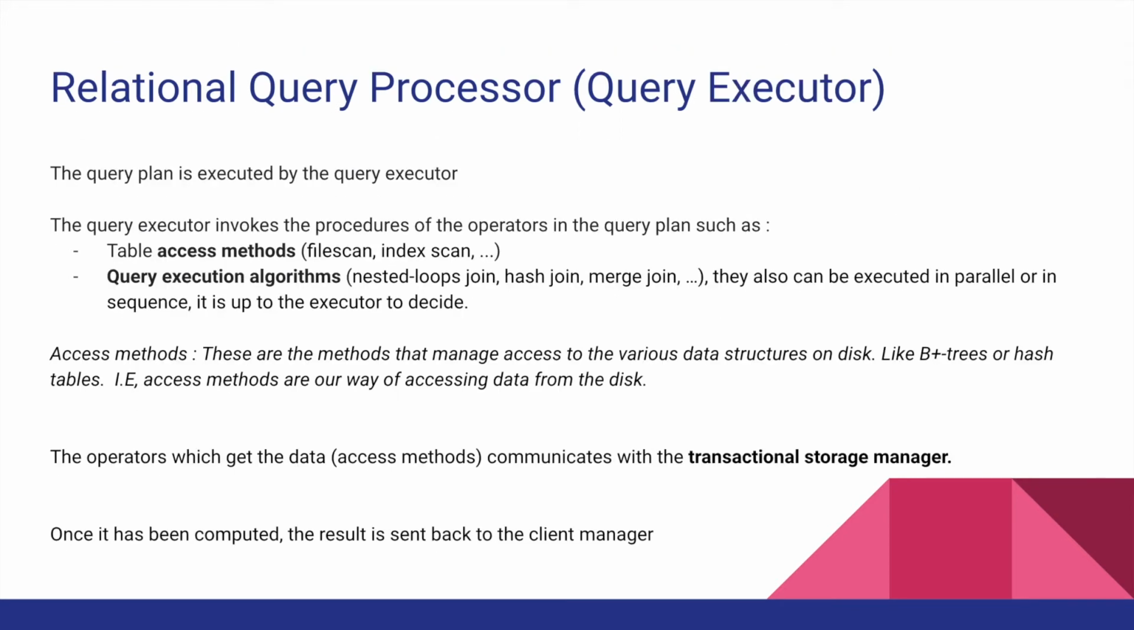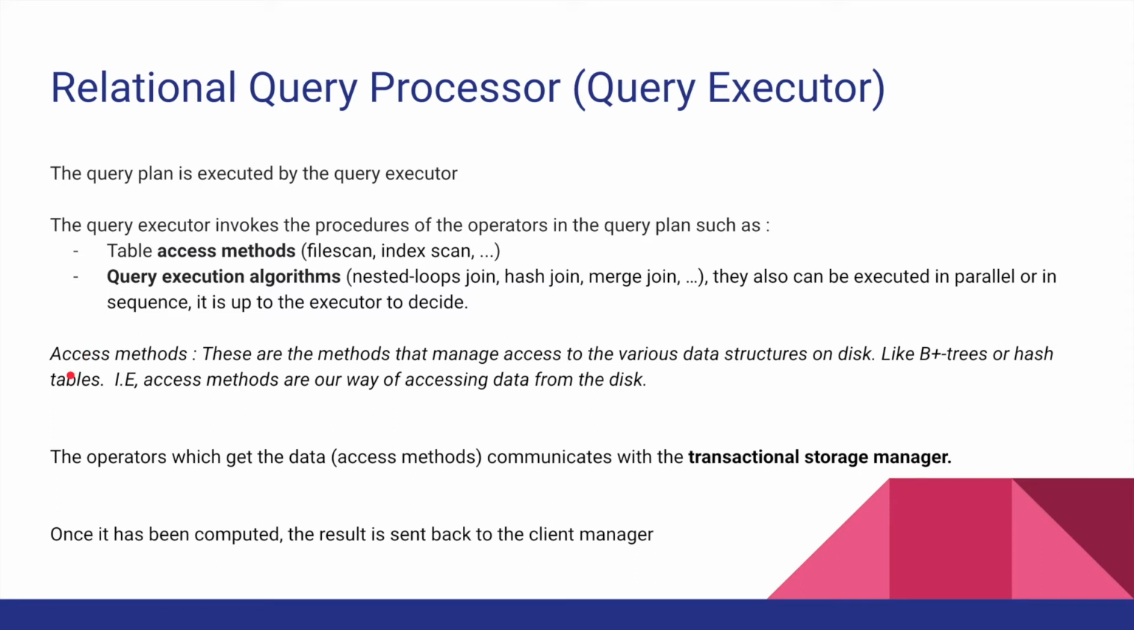So the query plan is executed by the query executor, and to execute it, the query executor invokes the procedures for the operators that we've talked about before. These operators can be table access, like index scan, file scan, and so on. And they can also be query execution algorithms, so nested loop joins, hash joins, merge join, and so on. They also can be executed in parallel or in sequence. It's up to the executor to decide.